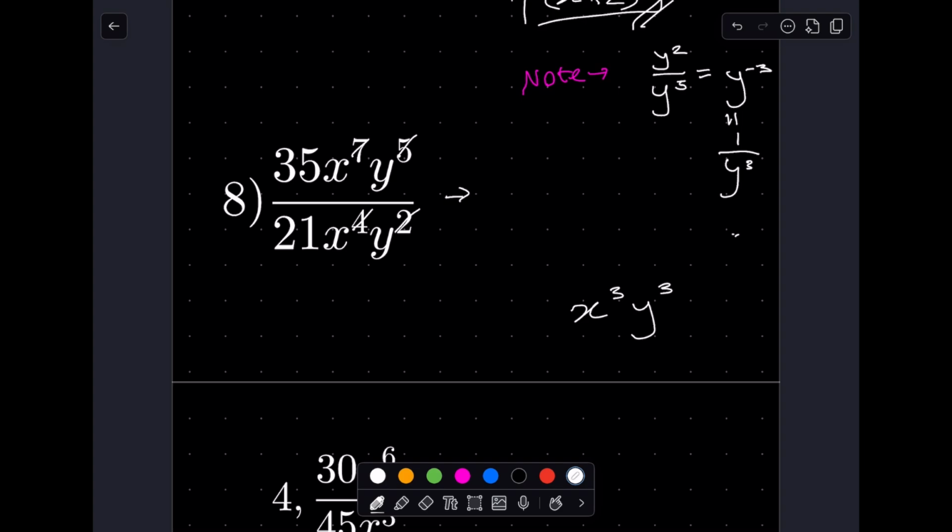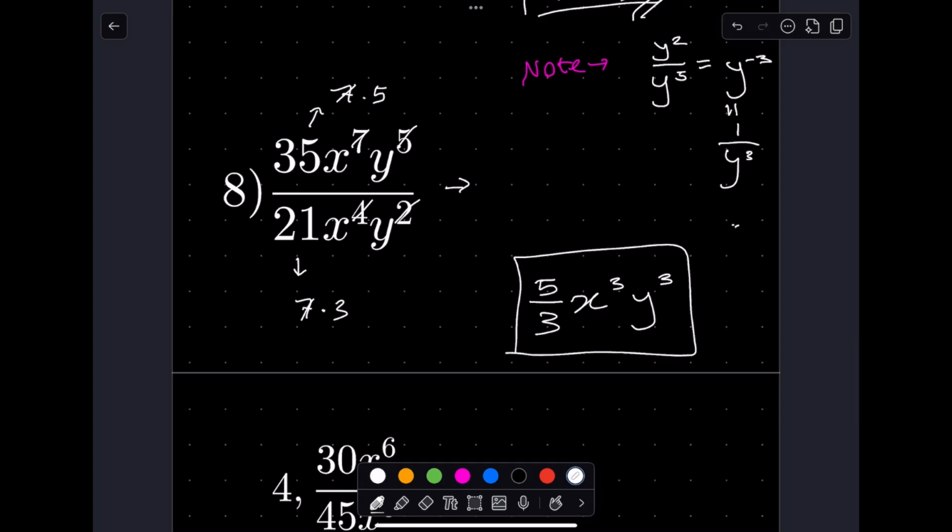Now, what do we know about the 35 and the 21? Well, those are both multiples of 7. So 7 times 5 is 35, and 7 times 3 is 21. So we just cancel all those 7s, and we'll have 5 over 3, and that's our final answer.